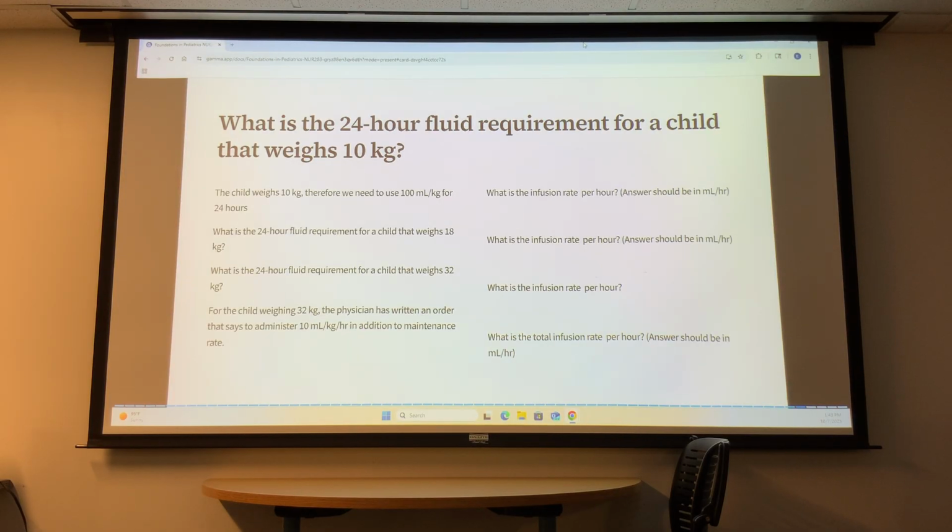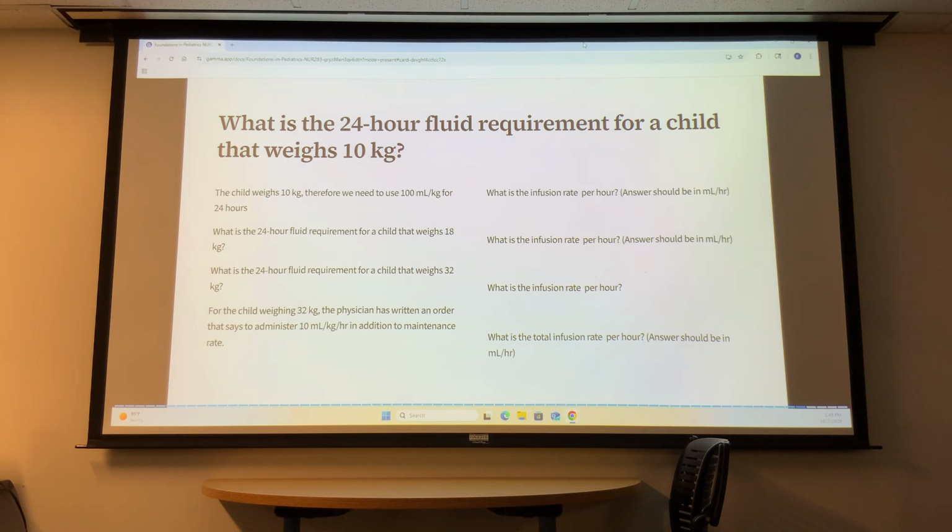So, you got a kiddo who weighs 10 kilos, therefore we need to use 100 mLs per kilo for 24 hours, right? So, 1,000 mLs in 24 hours, right? Okay. So, when we're looking at the calculations, the two different ways that you might see this is how much they're getting in 24 hours, or what is their infusion rate per hour, right? So on the exam, be very, very cautious of what you're calculating for. It's either gonna be for the full 24 hours or per hour, right?